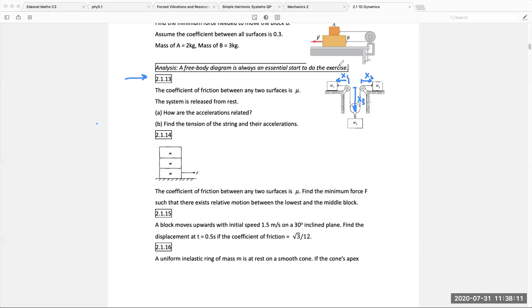So their accelerations are x1 dot dot, x2 dot dot, and x3 dot dot, of M1, M2, and M3. So how are they related to each other? Actually, they are related by the length of the string. So we can say the length of the string is equal to x1 plus x2 plus 2x3. They equal a constant, because the length of the string does not change.